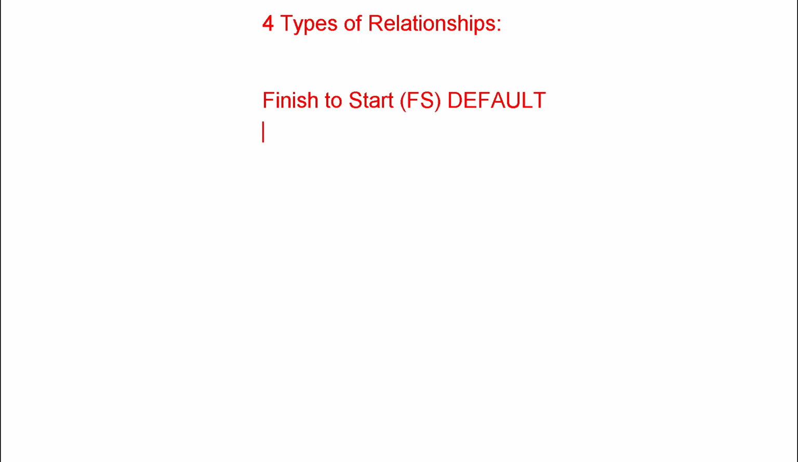We also have another one known as a start to start. And sometimes you'll see it as SS. A start to start is when a successor task cannot start until the predecessor task has started. So that's like me saying, you know what? As I'm putting on my jacket, I start to put on my jacket, I can also start to open the door to go outside to run.